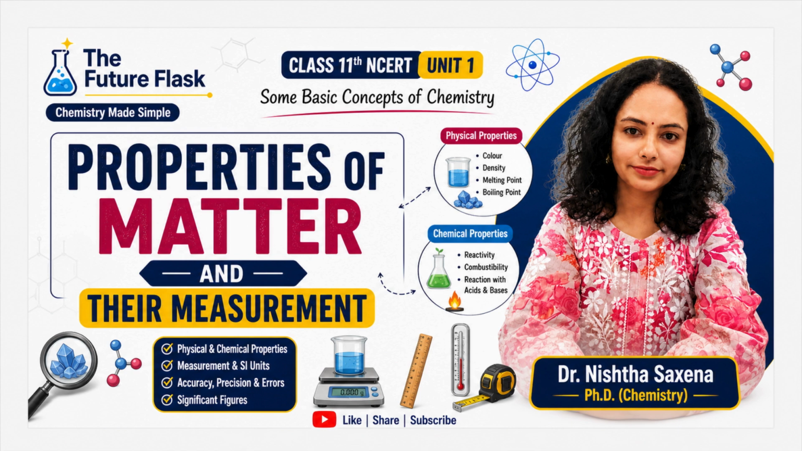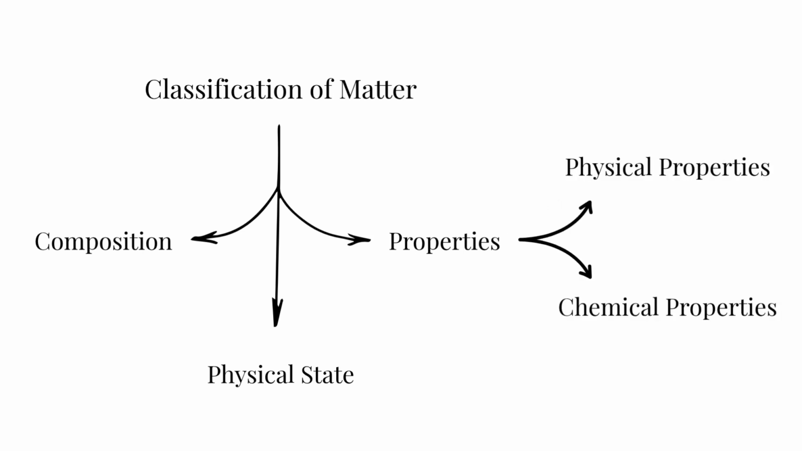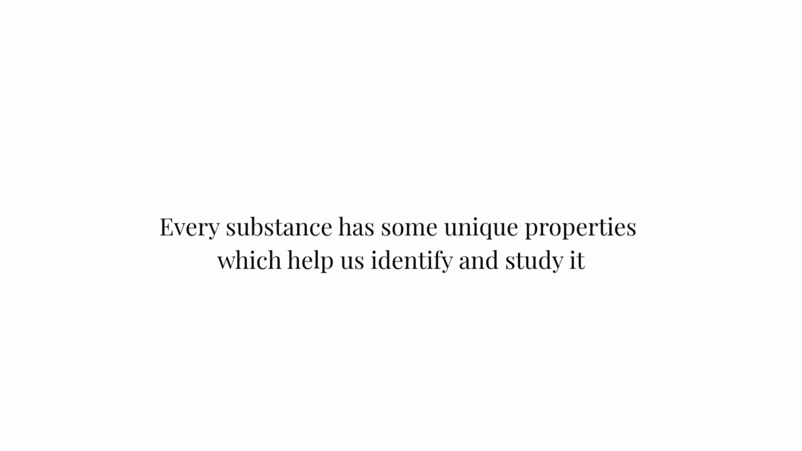In this video, we will study about the properties of matter. Before moving ahead, let's quickly revise. Matter can be classified based on composition, physical state, and properties. Properties can be further classified into two categories, physical properties and chemical properties. Every substance has some unique or characteristic properties which help us identify and study it.